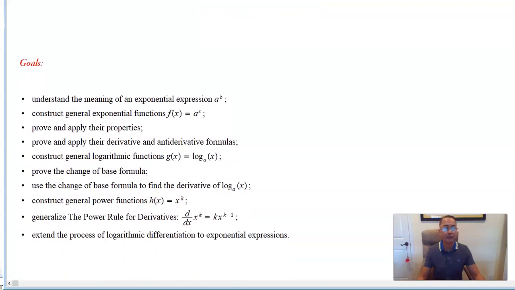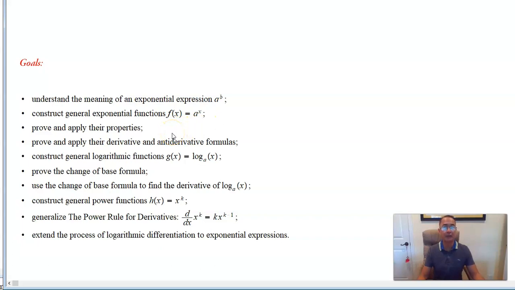So here is what we're going to get to in this video. So first we will try to understand, what does an exponential expression mean anyway? A number raised to another number in the exponent. What does that even mean? So from this basic idea, we will construct general exponential functions. We wrote the exponential function as e to the x before. So now we will write a to the x, where a is some arbitrary positive number. What are the properties of these functions?